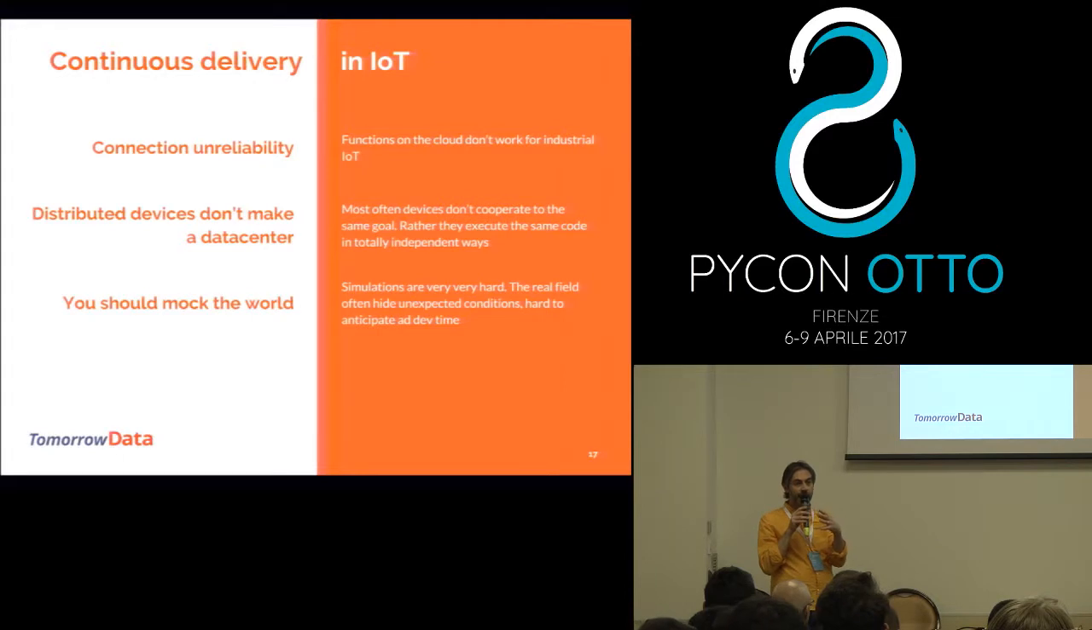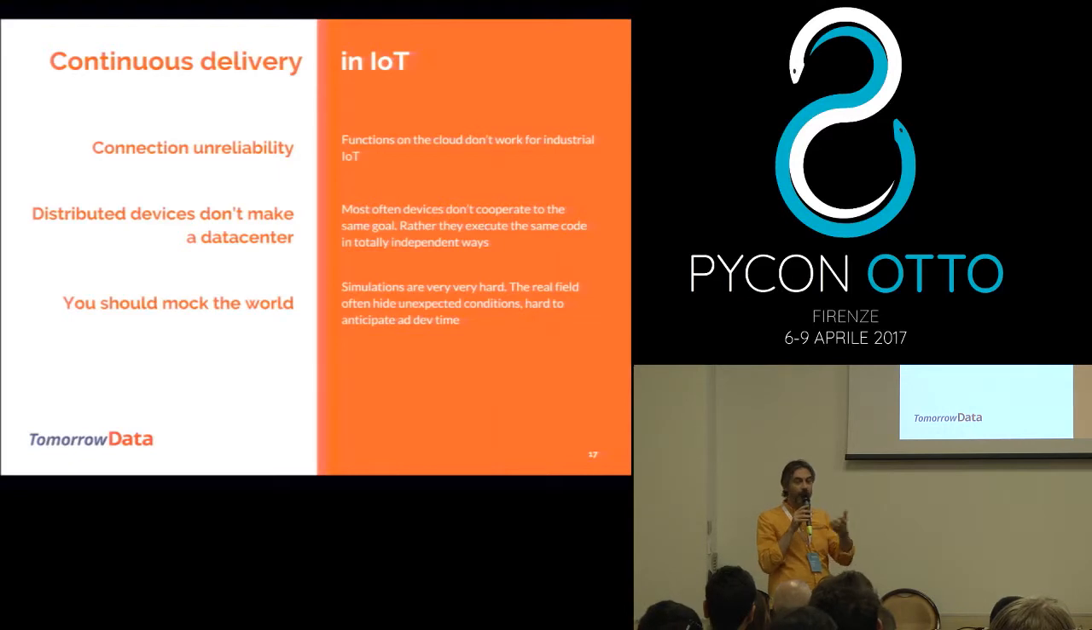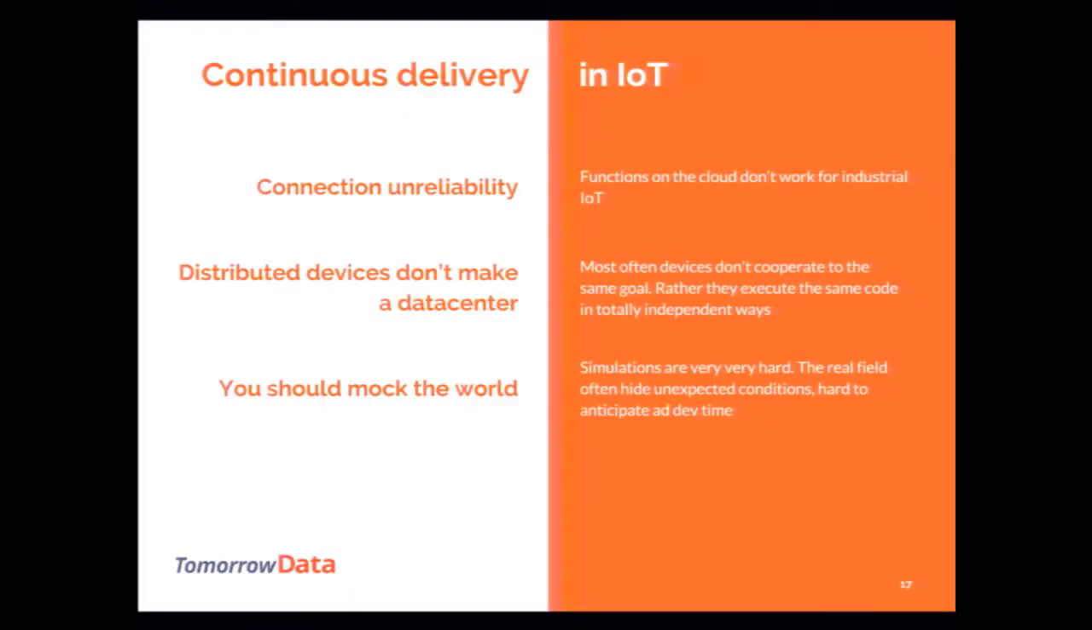In the IoT setting, different IoT devices, also with the same firmware and for the same purpose and for the same functions, are behaving completely independently with one another. Maybe this is what happens most often. There are cases in which the devices cooperate, but this makes things even harder. And the last thing is that you cannot mock the world.